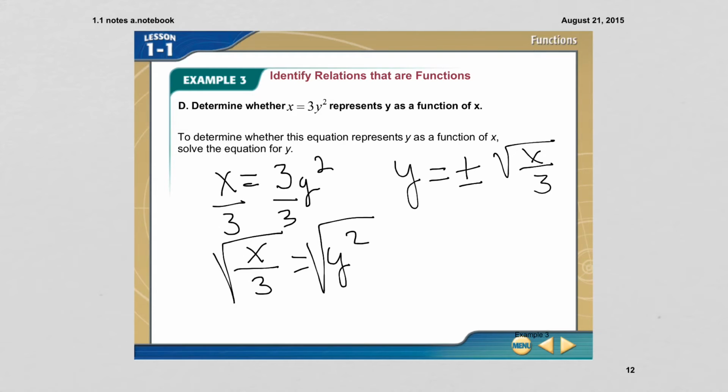With it looking like that, that would make it look like a parabola on its side, like this and like this. Well, when we look at the graph, we can easily see that that is not a function.